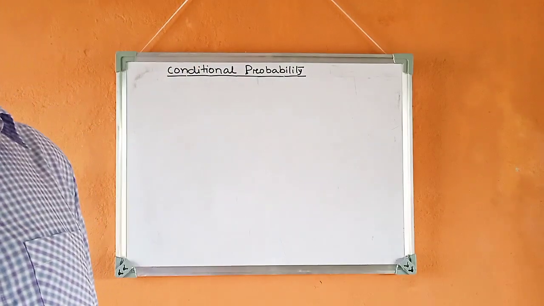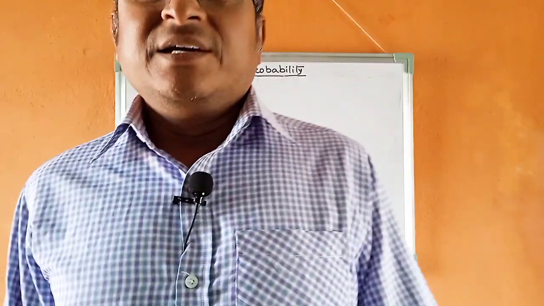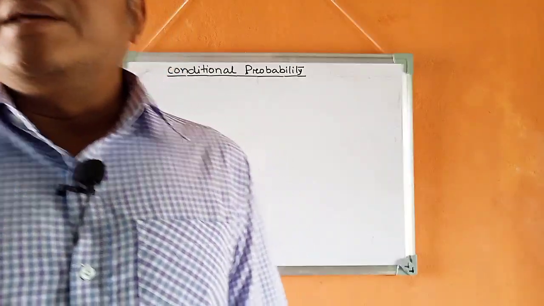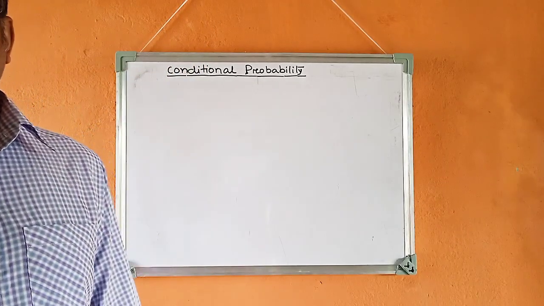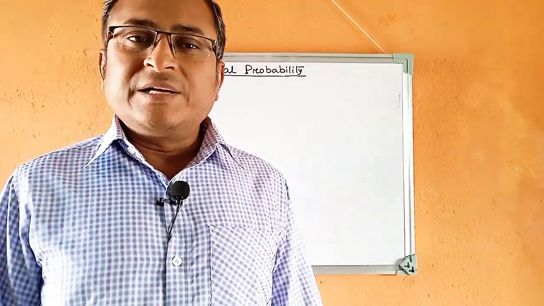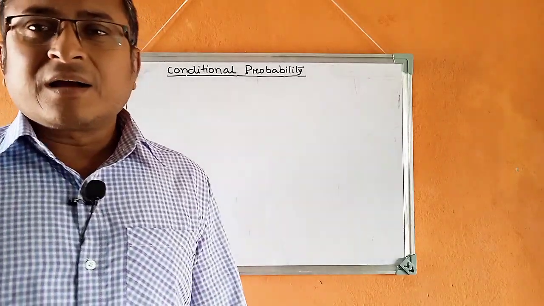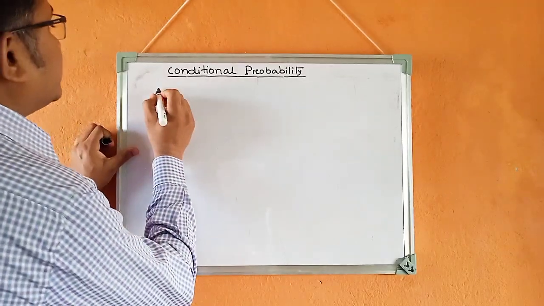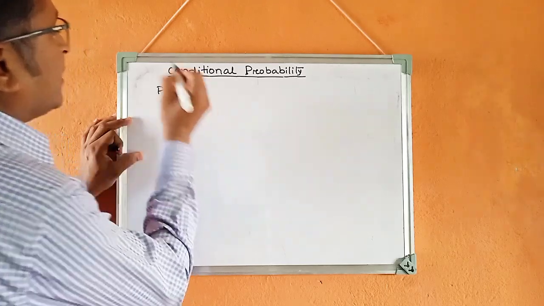Let A and B be two events associated with a random experiment. Then the probability of occurrence of the event A under the condition that B has already occurred, and probability of B not equal to 0, is called the conditional probability and is denoted by P(A|B), or A by B.